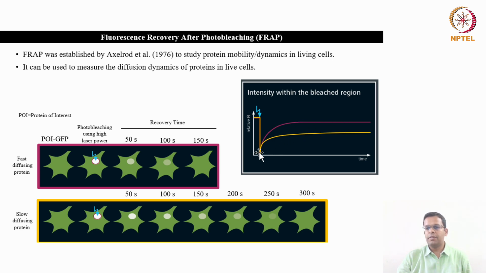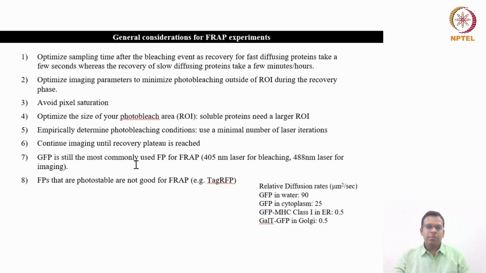Initially we will see that fluorescence intensity is coming back. It is increasing. But you have to image until this kind of a plateau is reached in fluorescence intensity. GFP is still the most commonly used fluorescent protein for FRAP. Generally for FRAP analysis, GFP is most widely used because it is easily bleachable.